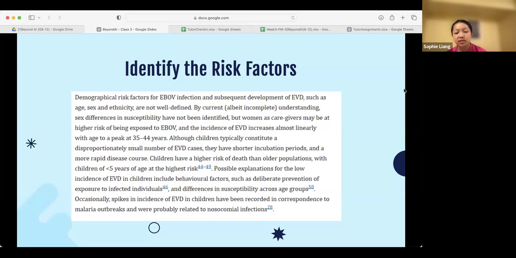Does the question make sense to everyone? Or does anyone have any questions about it? Yeah, that's right, Kevo. Children do have a higher risk of death. That's one of them. And then there are two more.